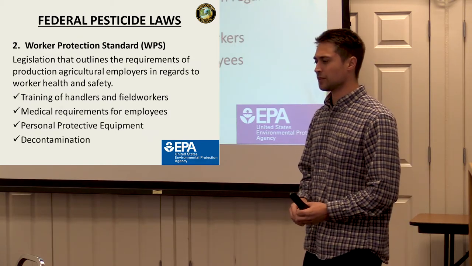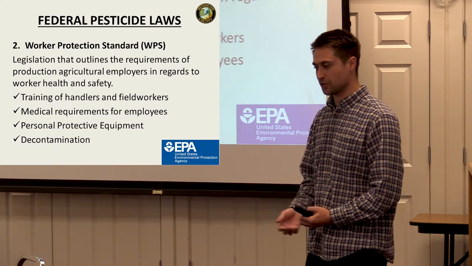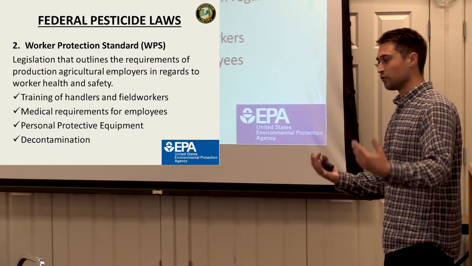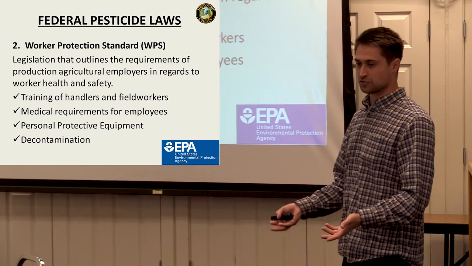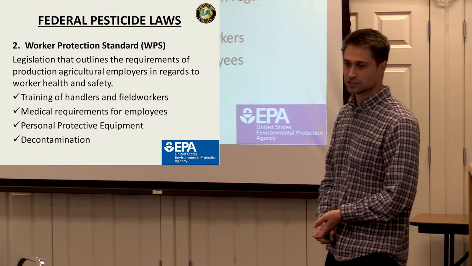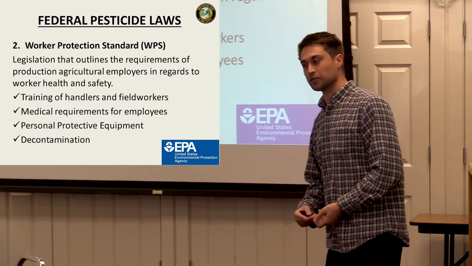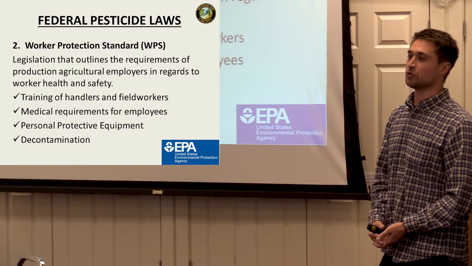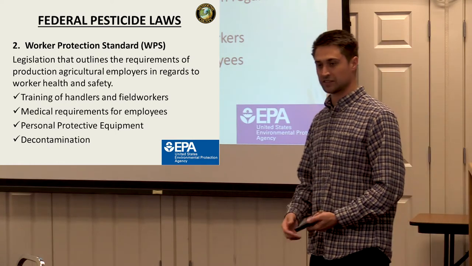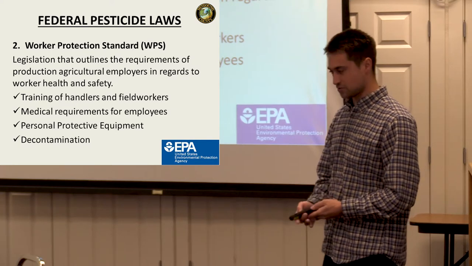And then the second main one is the Worker Protection Standard, the WPS. This is the federal code that outlines the requirements of employers, of what they have to do for their employees in regards to safety. So it talks about things like the training, what topics they have to cover when you're training your handlers and field workers, medical requirements, personal protective equipment, the regulations on what they have to wear when they're spraying, decontamination. So all these are outlined in the Worker Protection Standard.